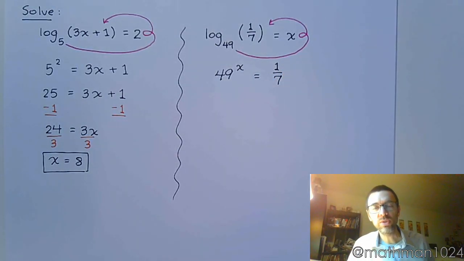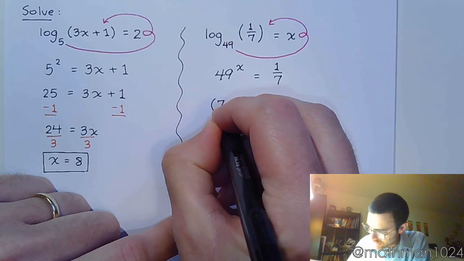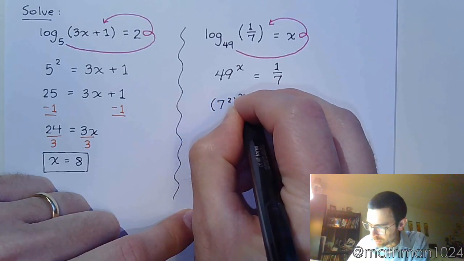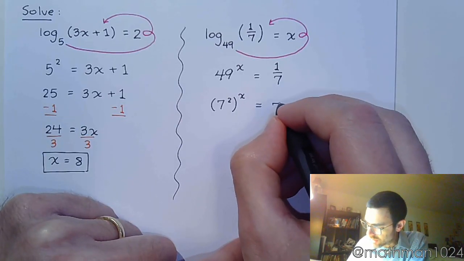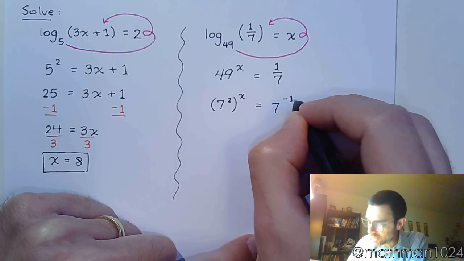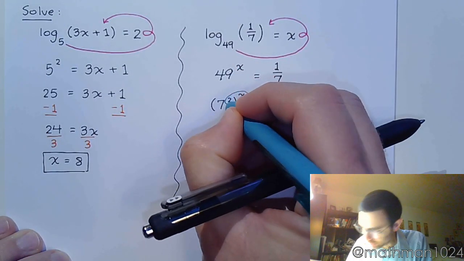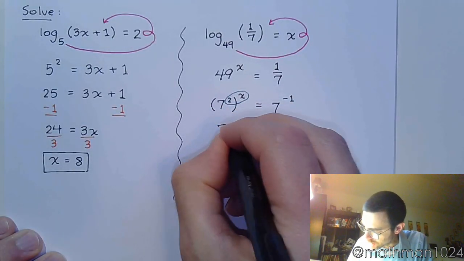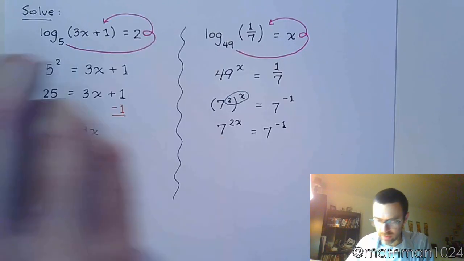And when you have something like this, you want to identify the common base between these guys. So the common base is 7, so I can rewrite 49 to be 7 squared. Don't forget that there's still a power of x there. And we can rewrite 1/7 as 7 to the negative first. Remember how that negative power corresponds to having things in the denominator? Alright, so here we have the power to a power. So that's 7 to the 2x equals 7 to the negative first.